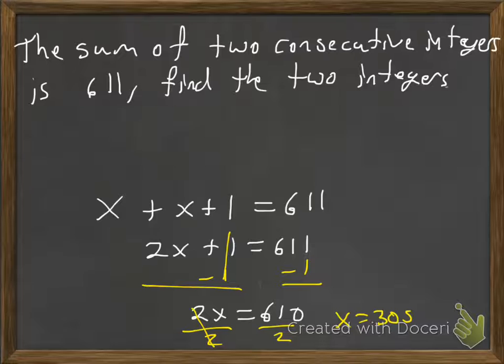Okay, so 305 is the first integer. The next consecutive integer is 306. So 305 plus 306 is 611.